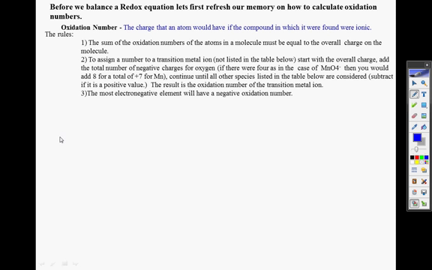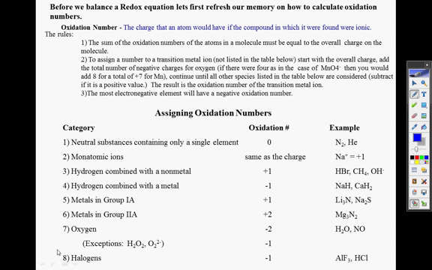Before we balance a redox, let's first refresh your memory on how to calculate oxidation numbers. All right, so the oxidation number is the charge an atom would have if a compound were found to be ionic. The rules are the sum of the oxidation numbers must equal the overall charge. To assign the oxidation number of a metal ion not listed on the table, start with the overall charge. If we're MnO4, then you start with -8 for a total of +7 for manganese. Continue until all other species listed are considered. We just went over that.